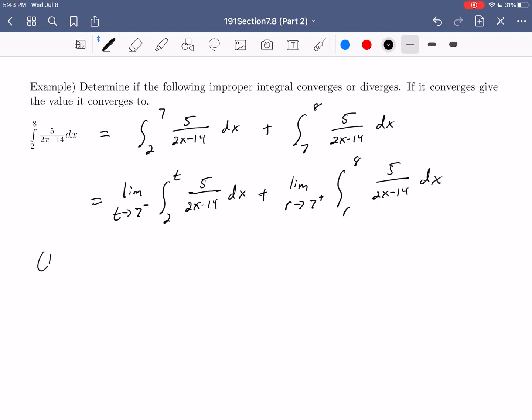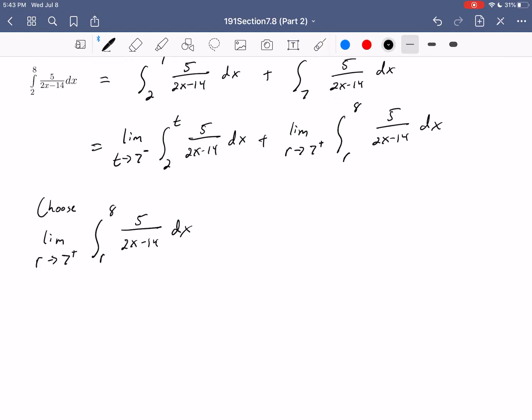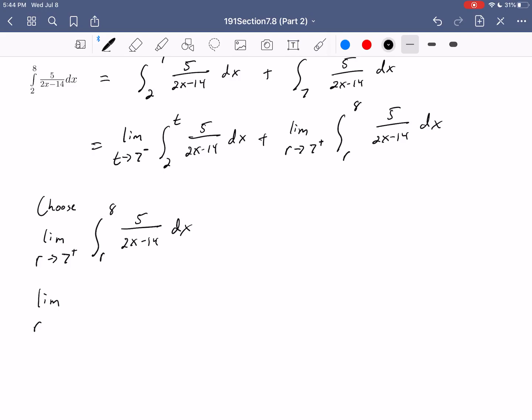Let's choose the second one, just for fun. The limit as r goes to 7 plus, integral from r to 8 of 5 over 2x minus 14 dx. This should be very easy, right? This is a linear substitution. If we did that, we would get u equals 2x minus 14, so we'll get an extra factor of 1/2. We should be able to do that in sort of one line.